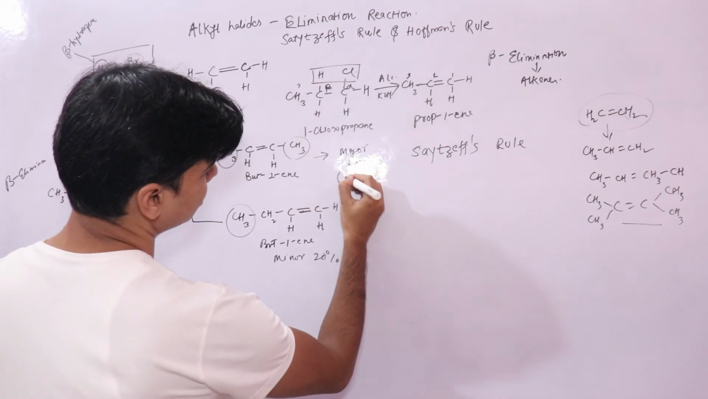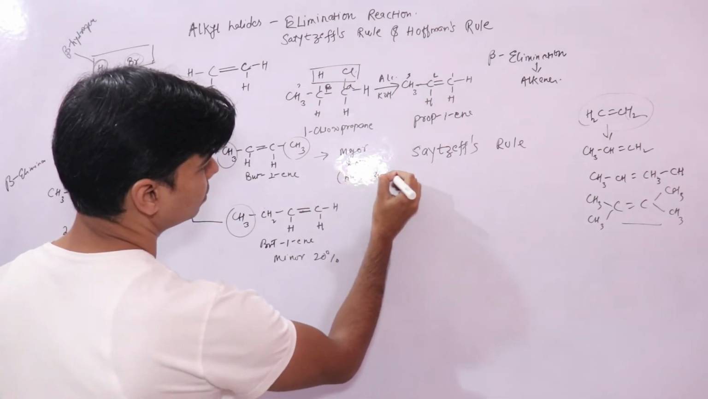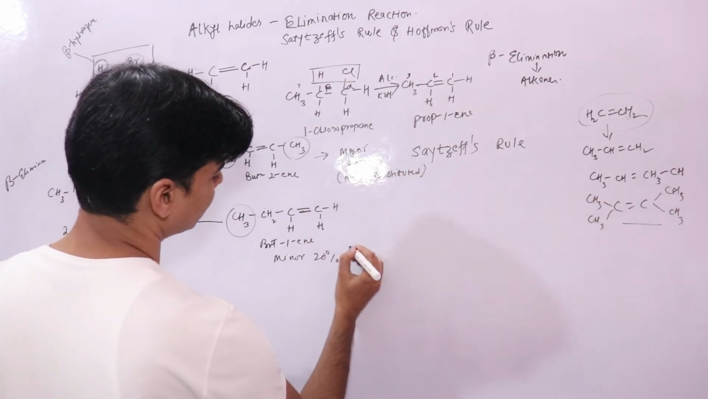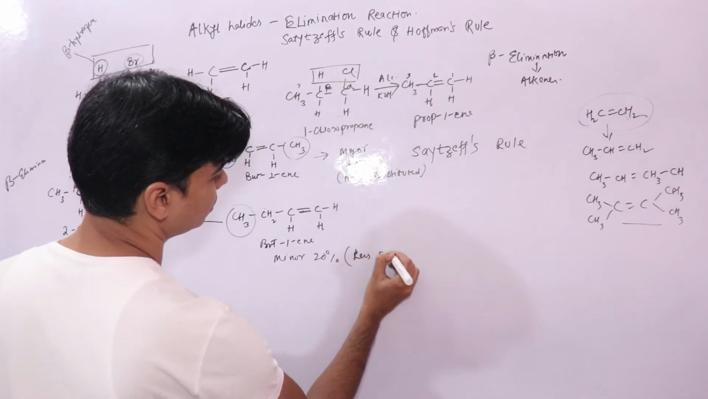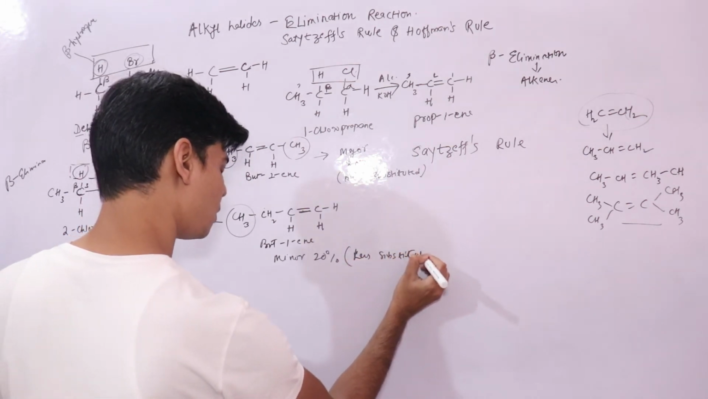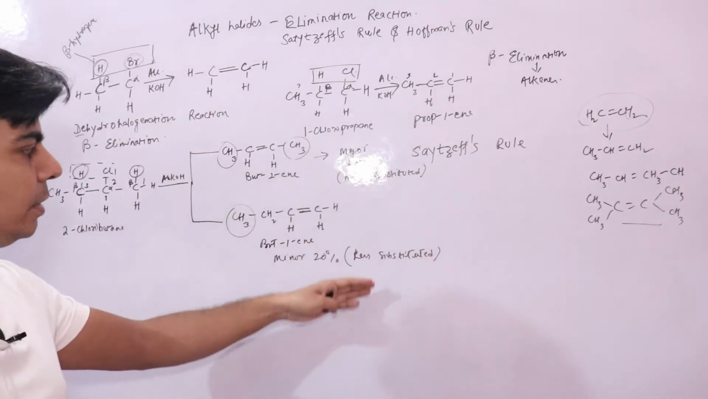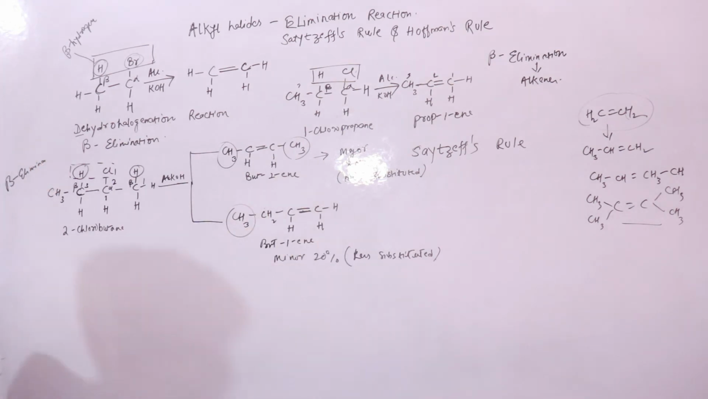Why? Because this is more substituted, right? We have understood what we mean exactly by substituted. This is less substituted, right? So more substituted alkene would be formed in major quantity as compared to the less substituted one, right? This is your Saytzeff's rule, right? So this is important. What do you mean by more substituted? The one that carries more number of alkyl groups, right?